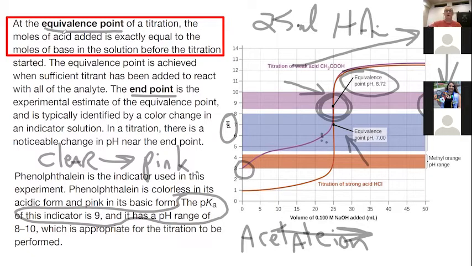So what we want is a pale pink color. If we get this bright red color, that means we have gone way past. That means we're like over here somewhere, like a pH 11 or pH 12. We want the pH in the solution to be around 9, 10 at the very most. But if we get up to 11 or 12 or 13, that means we've gone way past the end point.